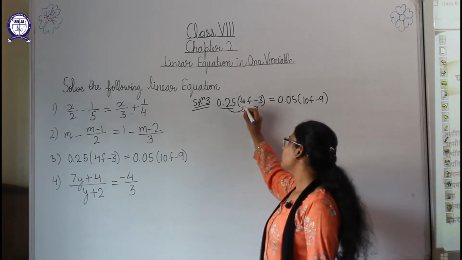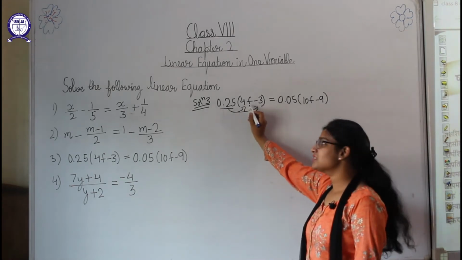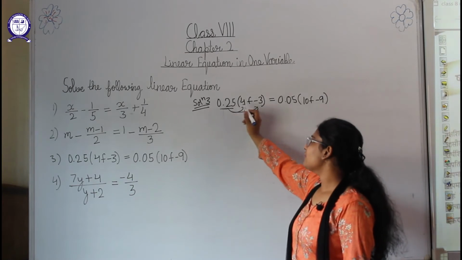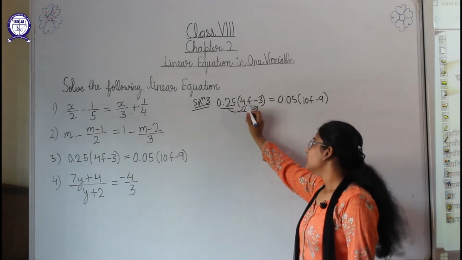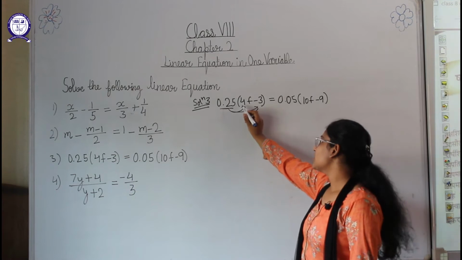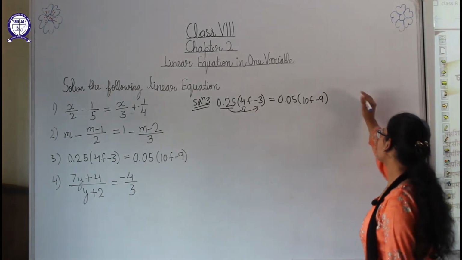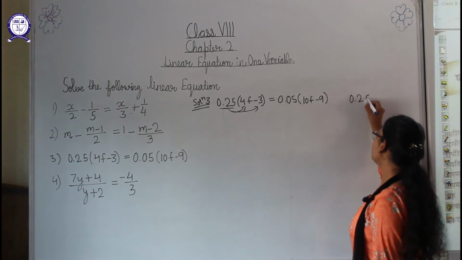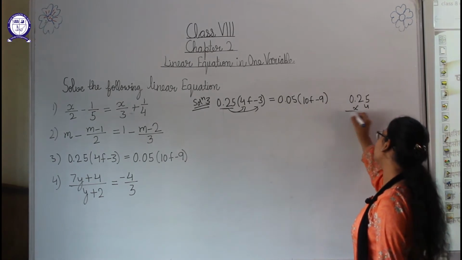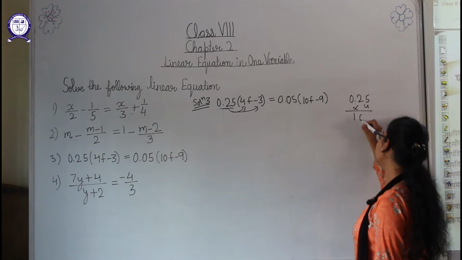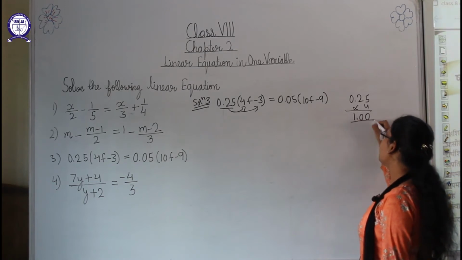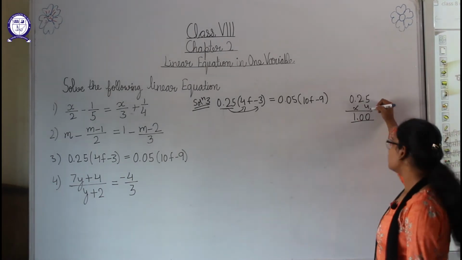So 0.25 into 4f, what will be the answer, students? 0.25 into 4 will be 1.00, means we can write 1. See it here, 0.25 into 4. What will be the answer? Answer will be 1.00, as 25 4s is 100.